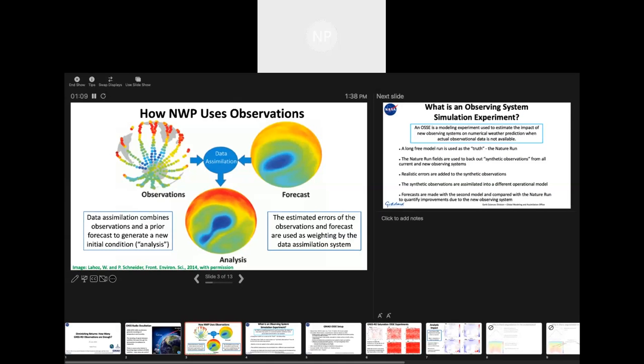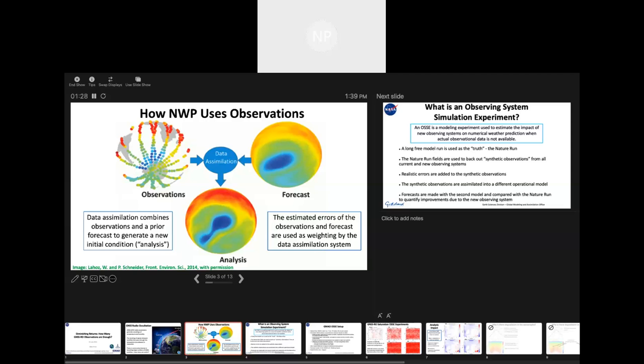So I'm going to go briefly on about how numerical weather prediction uses these observations. Normally, numerical weather prediction works by having a set of observations and a guess, usually from a model, about the current state of the atmosphere.